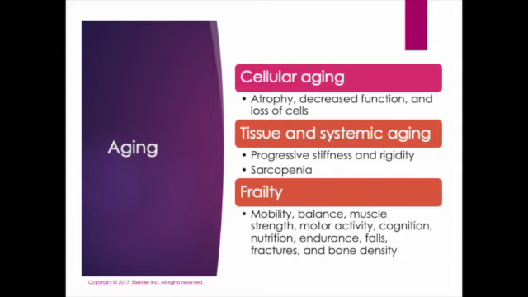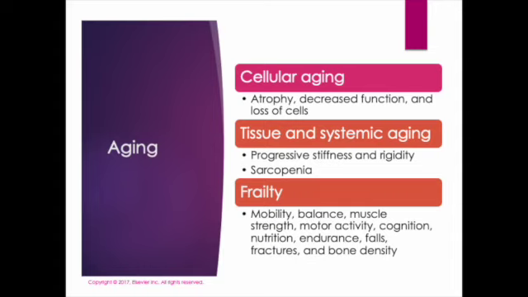Cellular aging involves the accumulation of damage to our cellular components over time. You think about it in terms of atrophy, decreased function, and loss of cells. This can happen due to accumulation of oxidative stress, DNA mutation, and impaired mechanisms that impact our cells' ability to function. Tissue and systemic aging, you think about changes in the structure and function of organs and tissues.